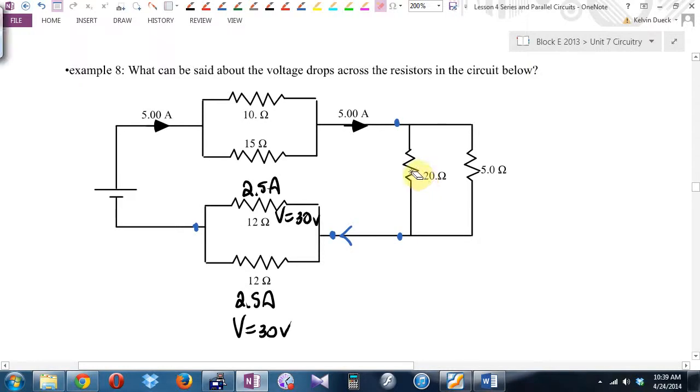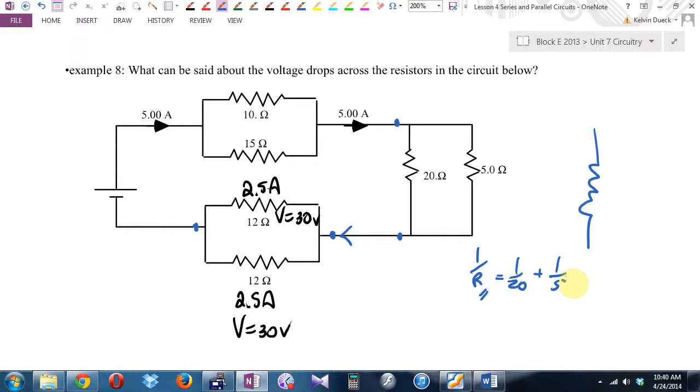Here's what I noticed. These two resistors are in parallel. So mathematically, I'm going to write the equivalent one resistor. 1 over R parallel equals 1 over 20 plus 1 over 5. If I replace that 20 and that 5 with one resistor, what would I replace it with? Please do this on your calculator.